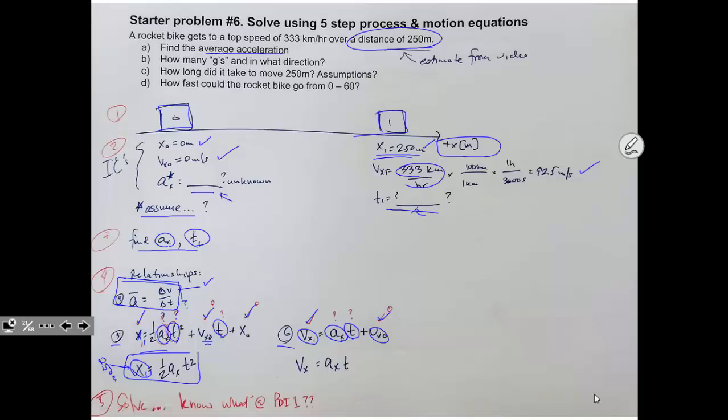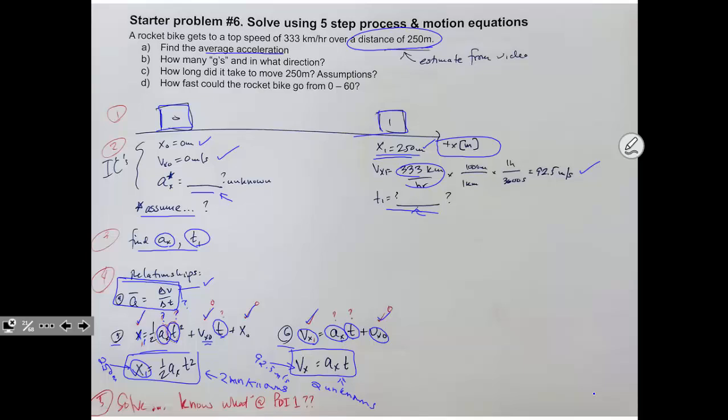So let's see. You know what? I'm going to do this without plugging in. No, I'll go ahead and plug in numbers. I like to do things with general solutions, and you'll see later what I mean. But for now, let's go ahead and plug in some numbers, try this out. So I've got 250 equals 1/2 AX T squared. My second equation is I have 92.5 equals AX times T. All right.